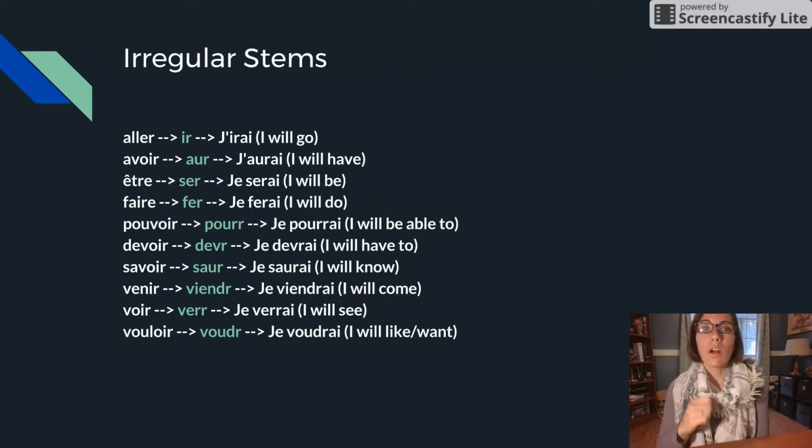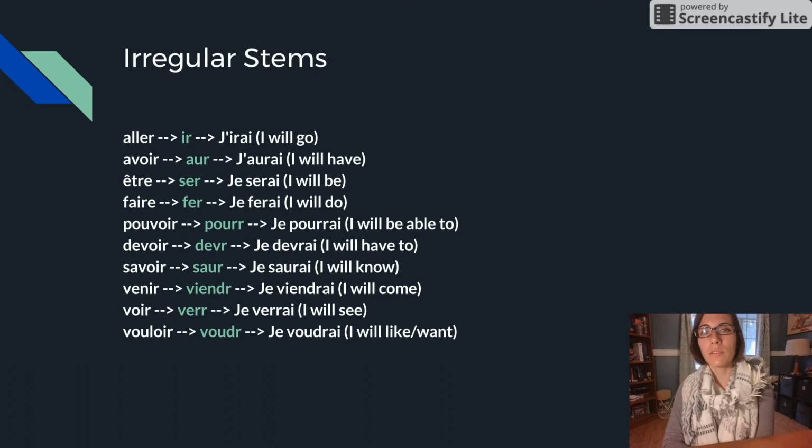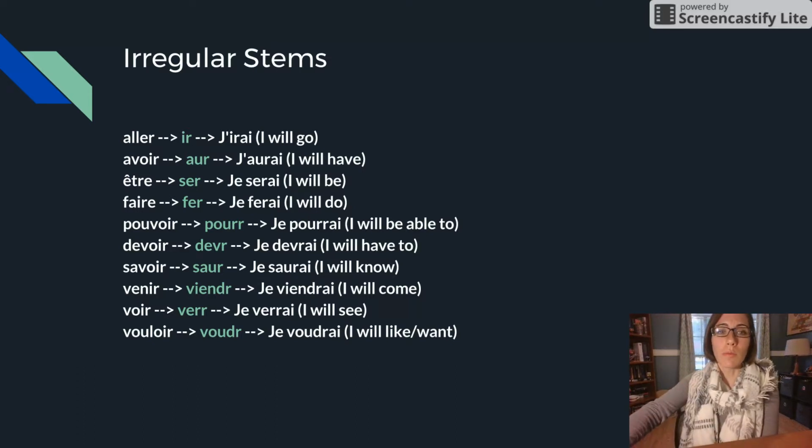So you'll see these are our irregular stems that we have. These are pretty common verbs. There are a few other irregulars, but we haven't really focused on those verbs in the present, so we're not going to focus on those just now. These are our most common ones. So for aller, it's ir, j'irai. Avoir, aur, j'aurai. Être, ser, je serai.